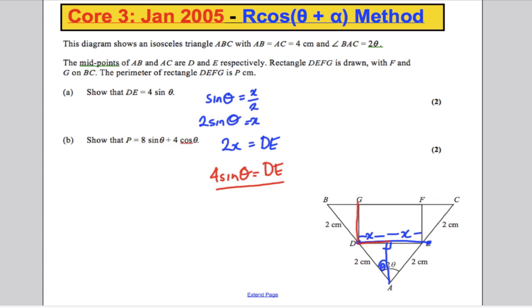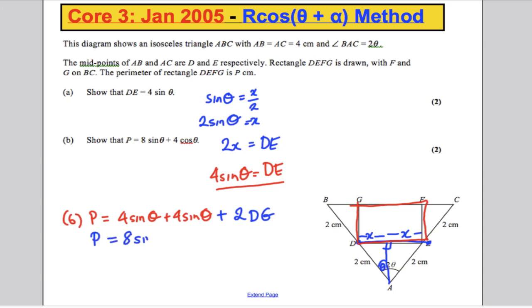P is this perimeter here. Okay? So clearly in part B then, P must be 4 sine theta plus 4 sine theta, and then it must be plus the lengths, these two lengths, which I'm going to just say 2 lots of the length DG. So the perimeter is 8 sine theta plus 2 lots of the length DG. The question is now, can we work out DG?